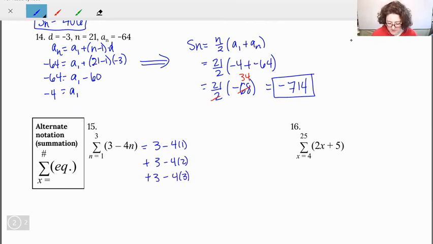Okay, well, let's see. 3 minus 4 times 1, 3 minus 4 is a negative 1. Negative 4 times 2 is negative 8, so that would give me a negative 5. And let's see, negative 4 times 3 is negative 12. 3 minus 12 would give me a negative 9. And so if I add those all up, I get a negative 15.